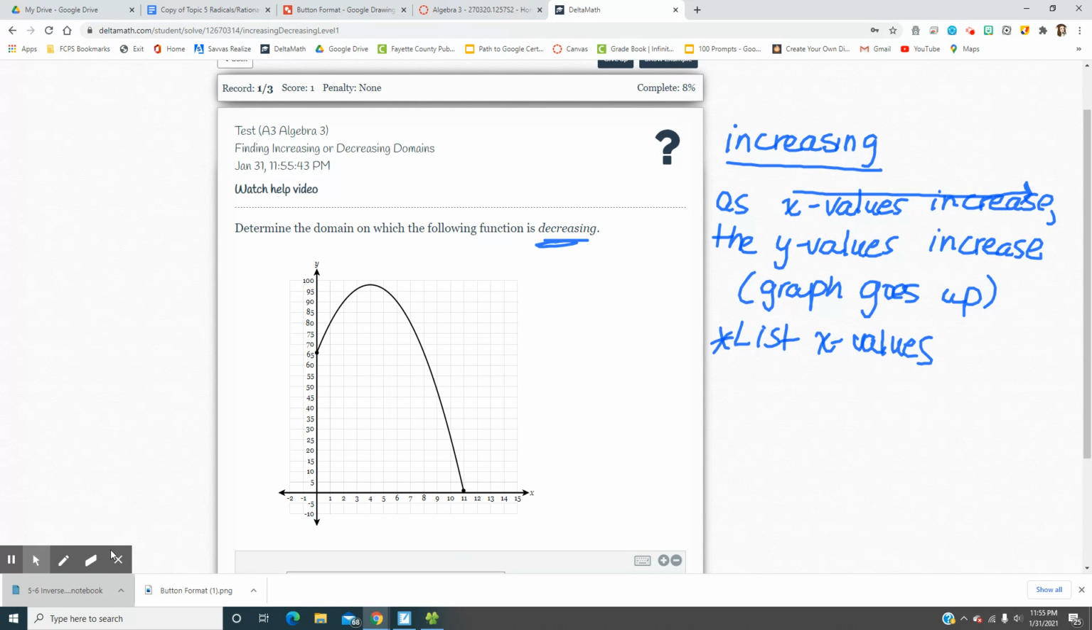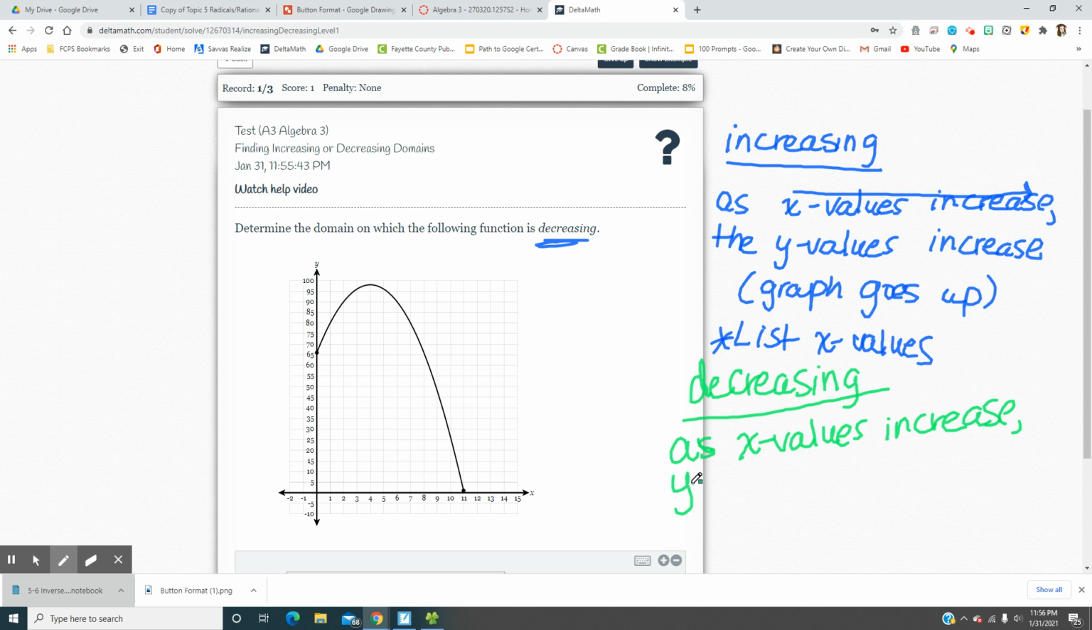So let's try the next one. Now we're looking for decreasing intervals. Let me change colors here. Decreasing. Already got increasing listed up there. Decreasing: as the x values increase, the y values decrease. So that means as we move on the graph from left to right, the y values decrease, which means that the graph would go down.